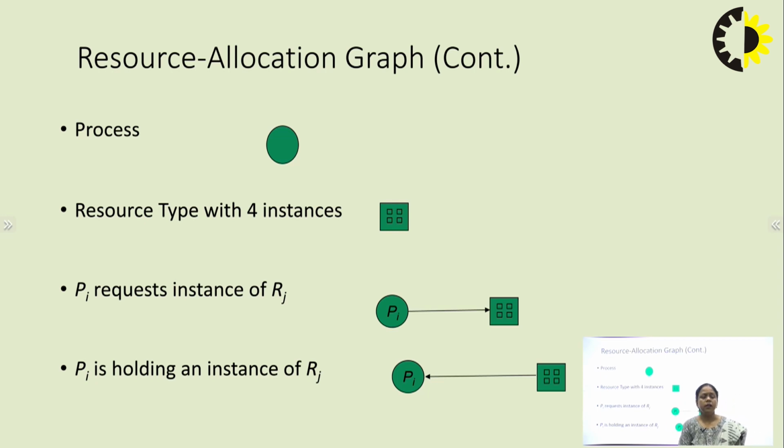Now next, Pi requests an instance of Rj. You can see here process Pi is requesting the resource, so there is an arrow edge from P to the resource. And when Pi is holding an instance of Rj, then the arrow is from the resource to the process. This is known as an assignment edge, because now the resource is assigned to the process.